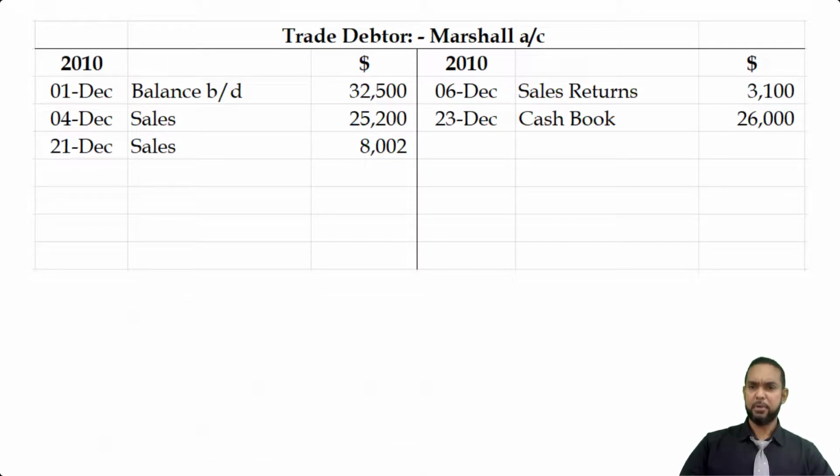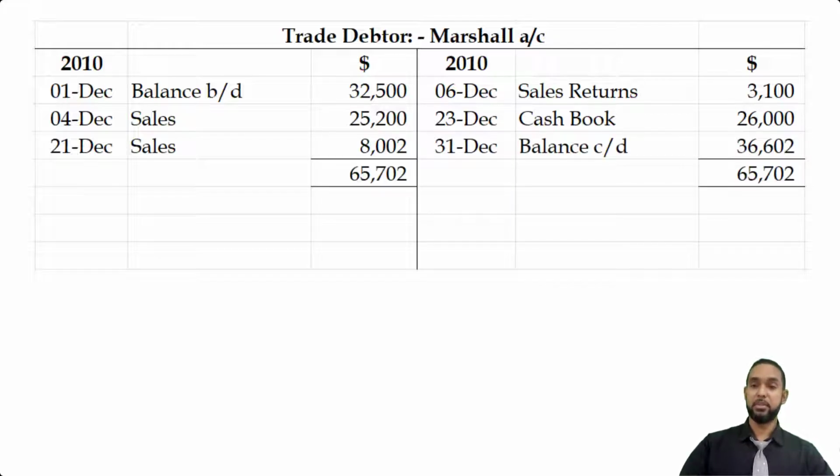Now, I think that's about it for the entries to go in Marshall's account. So we have to balance off Marshall's account. Now, how do we do that? Well, we add up the items on the debit side, we add up the items on the credit side, and we subtract. That's going to give us a balance carried down of 36,602. If you add up both columns now, you're going to see they give us the same total of 65,702.